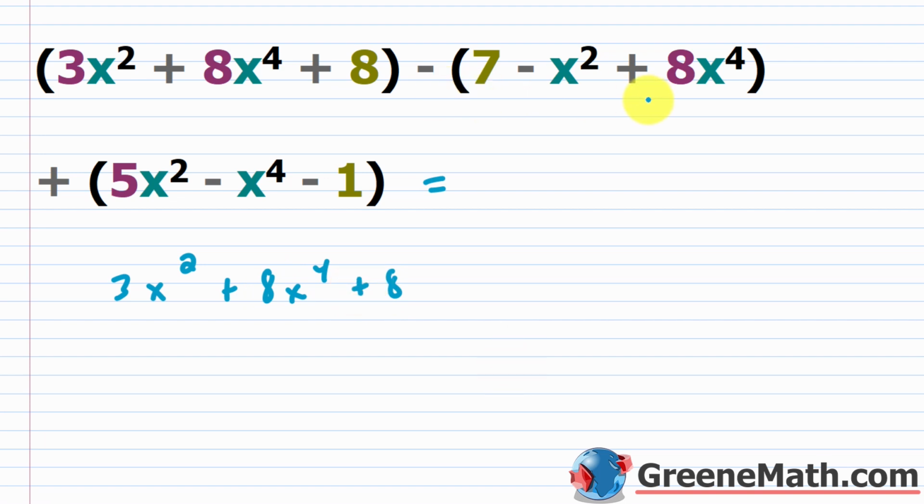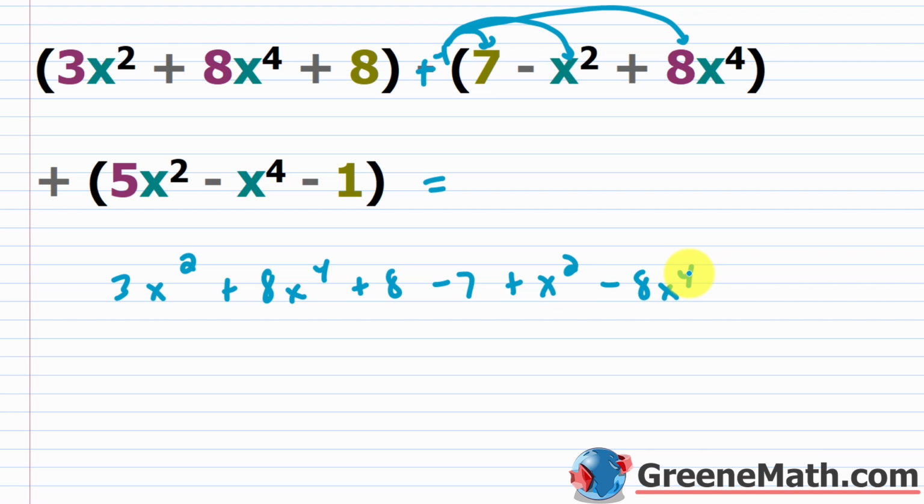For this next guy, again, it's being subtracted away. So I'm going to put a plus here, and then I'll put a negative 1 here. And I'm going to distribute this to each term inside of the parentheses. So instead of 7, I'll have negative 7. So I'll put minus 7. Instead of negative x squared, I'll have plus x squared. And instead of plus 8x to the 4th power, I'll have minus 8x to the 4th power. So again, you're just changing this to addition of the opposite. That's all you're doing. Okay, and then for this guy, since it's just addition here, I'm just going to drop the parentheses. So I'll put plus 5x squared minus x to the 4th power and then minus 1.